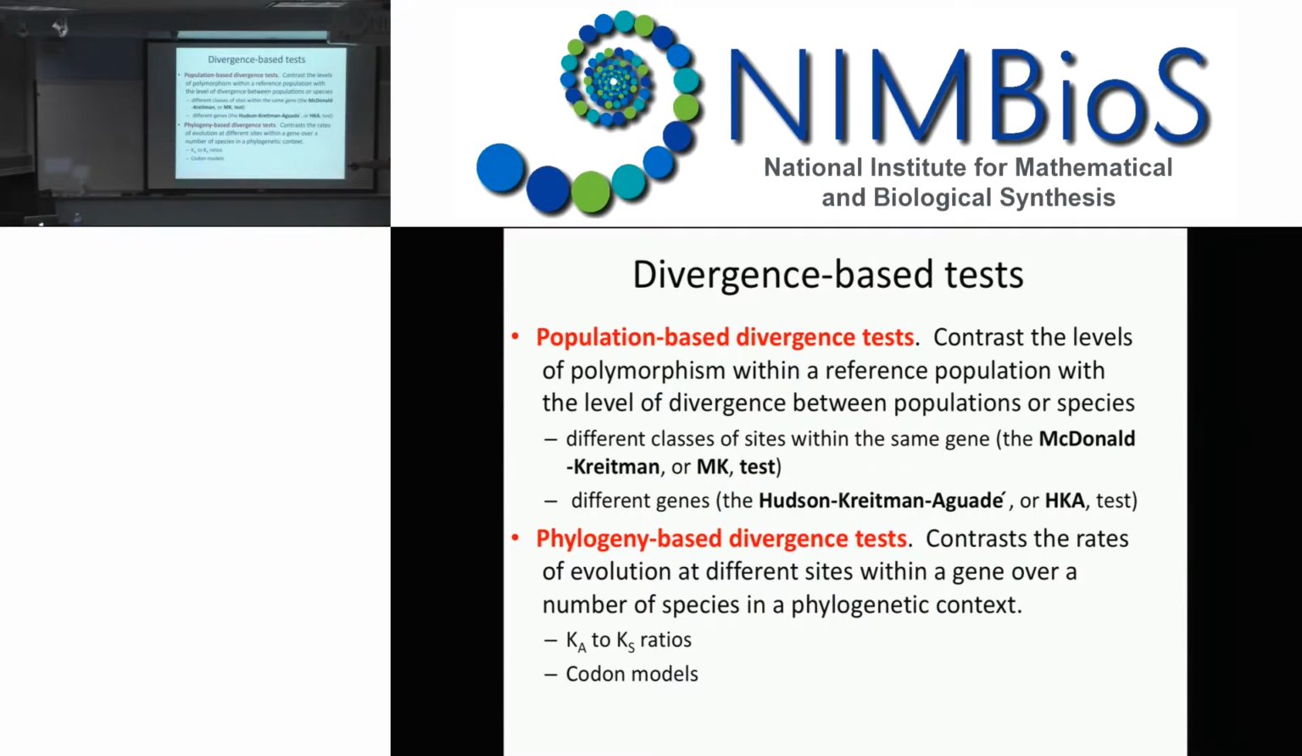We talked a little bit about Ka to Ks ratios. We talked a little about codon models. We'll extend upon those here. So these are two different categories. This is medium-term divergence between two species. This is longer-term divergence for a given gene over a number of species. So this requires a polymorphic sample from one species and a DNA sequence from the other to get polymorphism and divergence. This requires DNA sequences from your target gene over a number of different species with a known phylogeny.